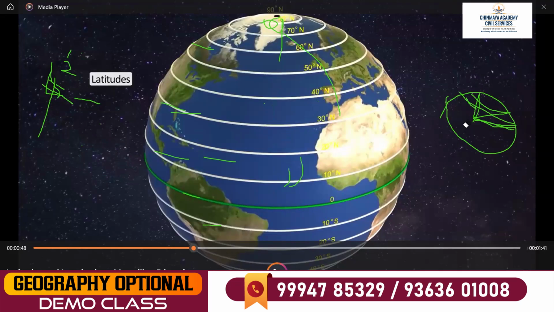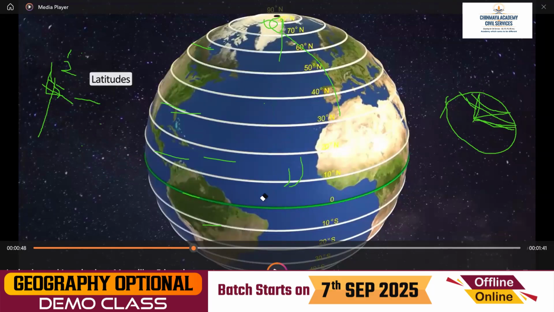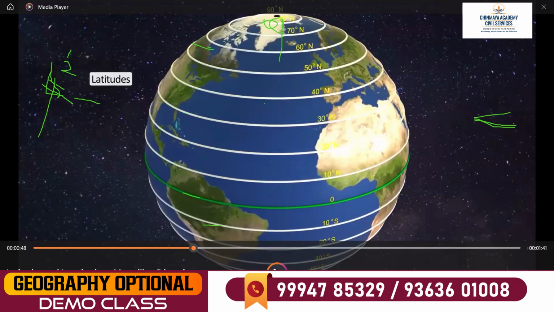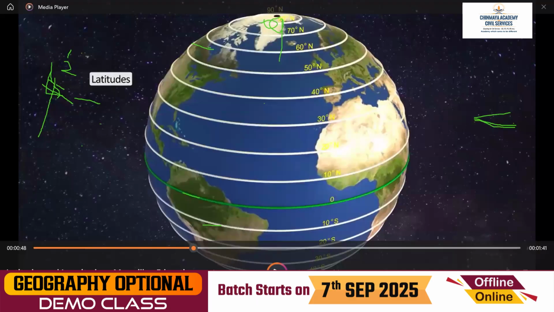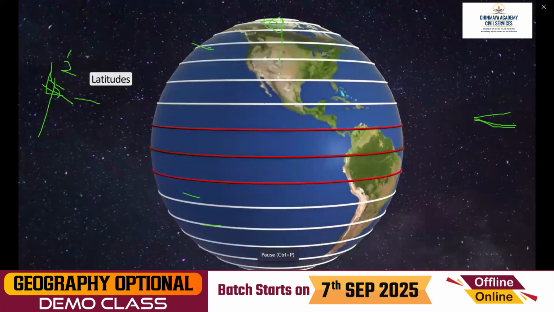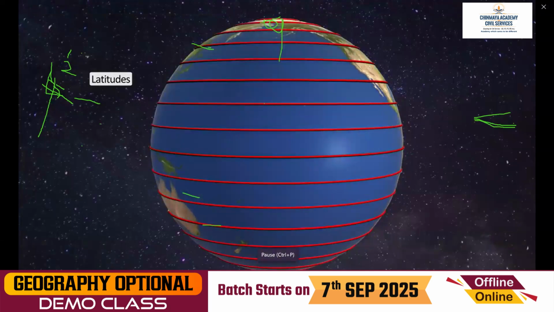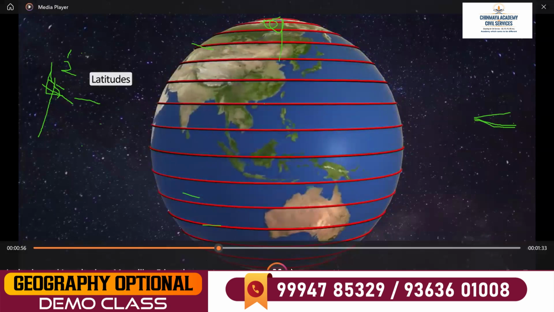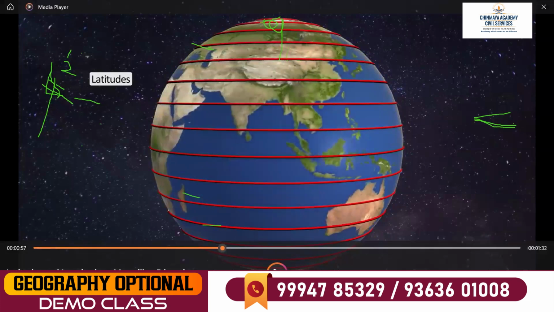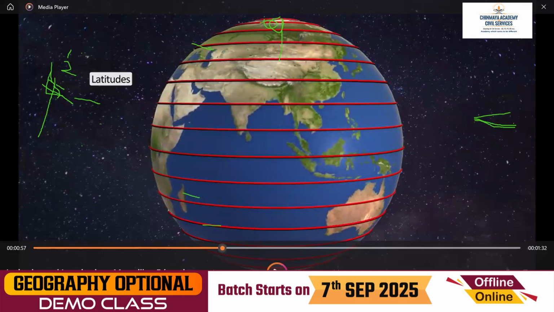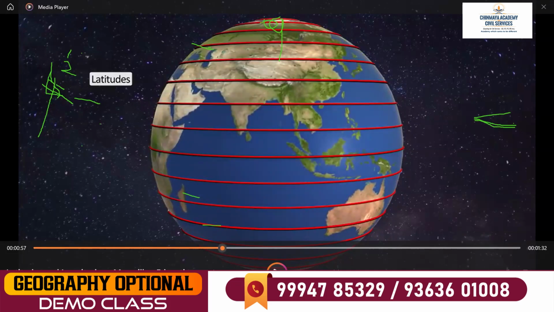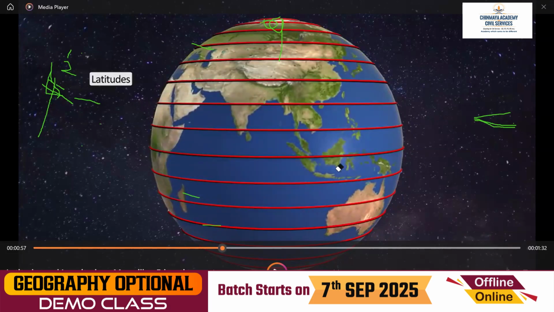Now, the Earth is round, and so the length of the latitudes decreases as we move towards the poles. So here the length of the latitude decreases. The longest latitude will be the Equator. All latitudes are not equal. The longest latitude is the Equator. Like that you should read.